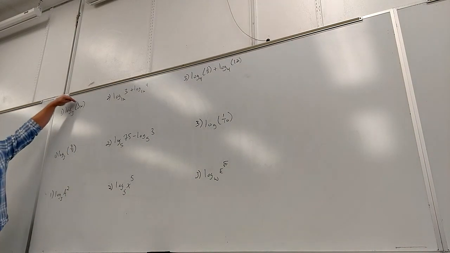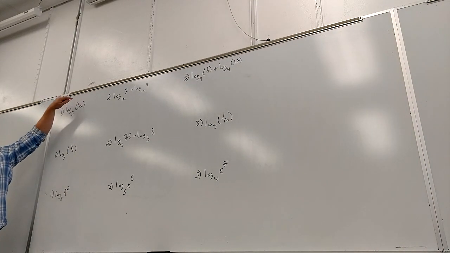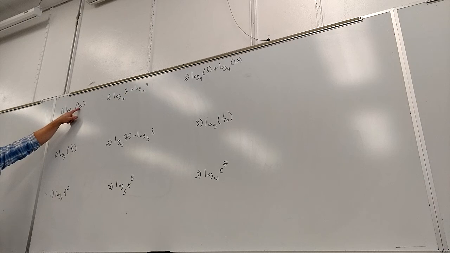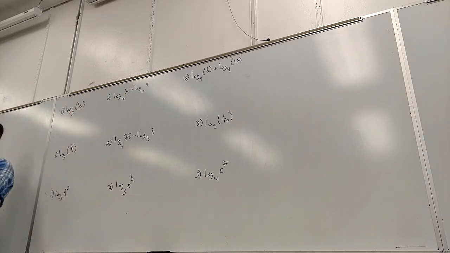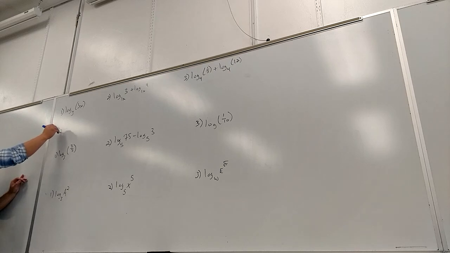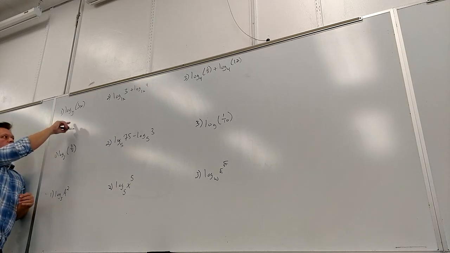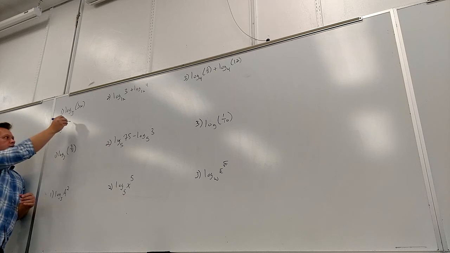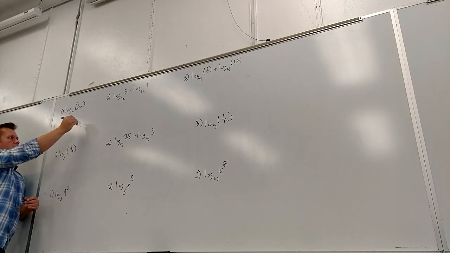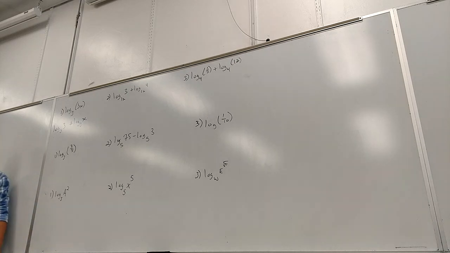So this one is 3 times x inside. Since I have a product with like bases, I can split them up. Right? So the log base 3 of 3, log base 3 of 3 plus log base 3 of x. Right?